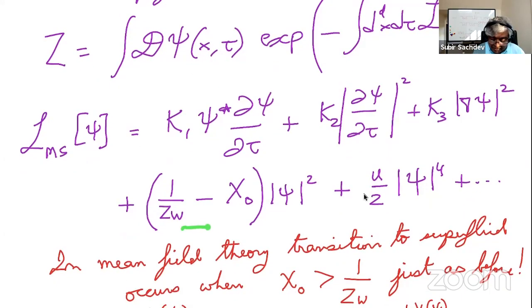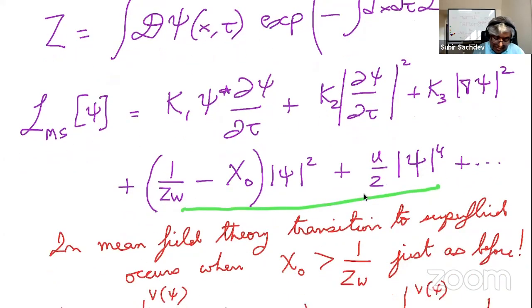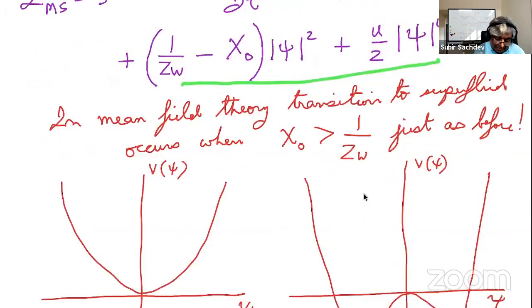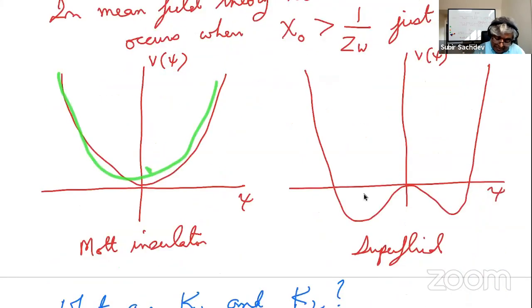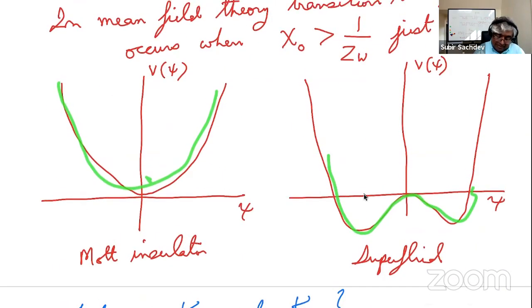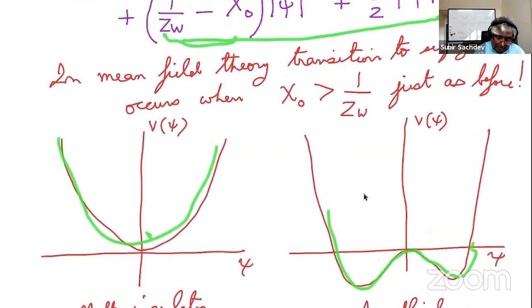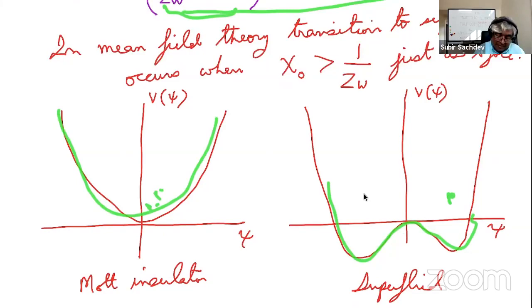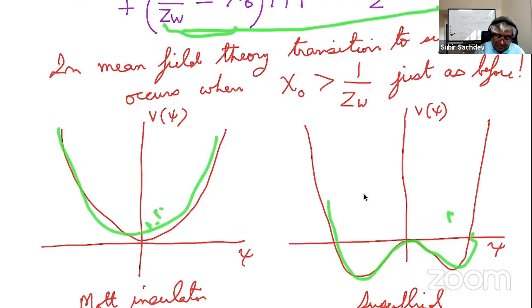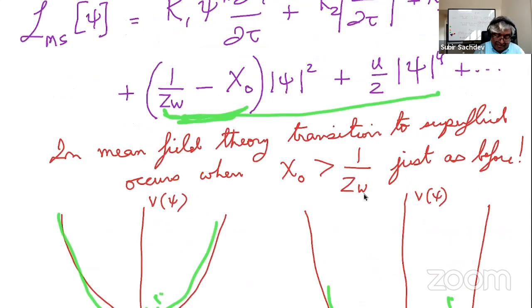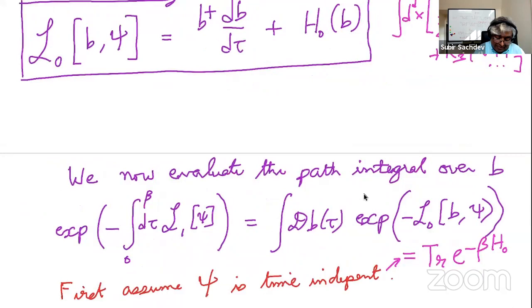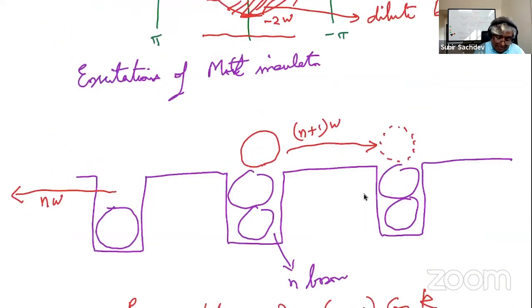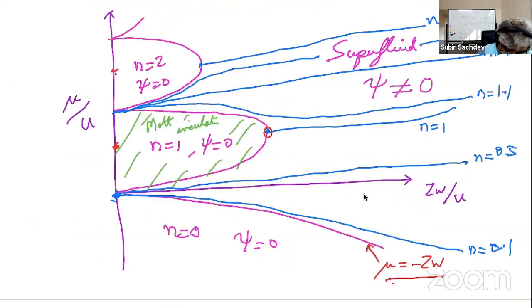But if I just apply mean field theory to this, this is some potential V of psi. And when this coefficient is positive, it looks like this. So psi is 0. And when this coefficient is negative, you get this inverse Mexican hat potential. And therefore the phase boundary between the insulator, this is the insulator, this is the superfluid, is when this goes to 0. And that in fact is a complete derivation with very few tricks of this phase boundary, which I didn't really get honestly last time.